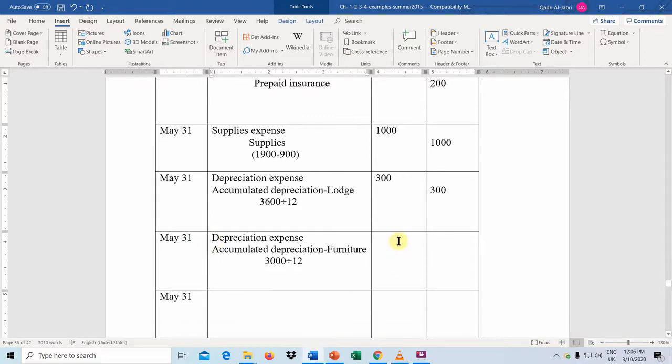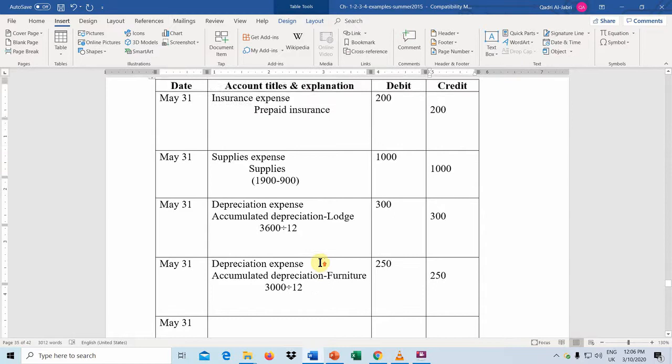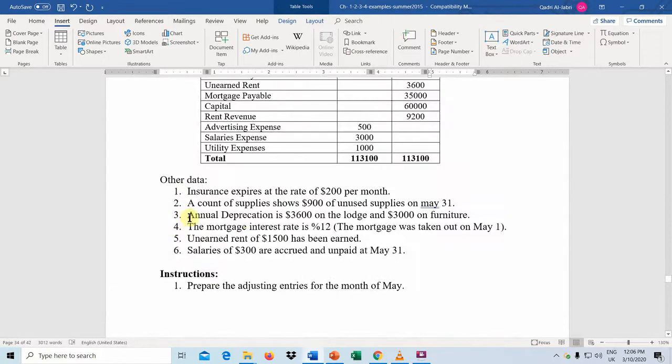For the second one, it will be 3,000 divided by 12, we will get 250 debit for depreciation and credit for accumulated depreciation by 250. So the adjusting entry for depreciation, debit depreciation expense and the credit accumulated depreciation, and same thing for the second one, but we have different amounts. So this is the adjusting entry for depreciation. So the third piece of data, we made one journal entry for the lodge and one journal entry for furniture.